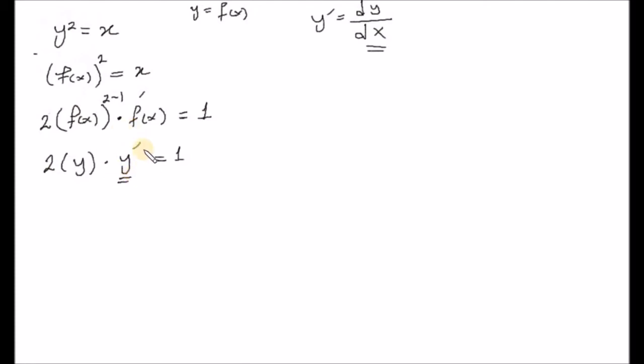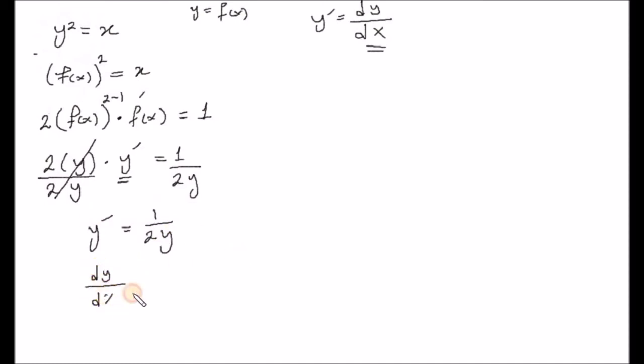So to find y prime in this case, y prime is multiplied with 2y. So I will need to divide both sides by 2y. So I will have y prime, these will cancel, equal to 1 over 2y, or I can rewrite it as dy over dx equal to 1 over 2y. So this is what we do when we have y embedded in the equation and we cannot solve for y. This is what we do.